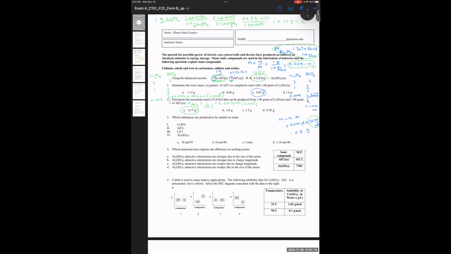All right, so let's dive into third question. Which substances are predicted to be water soluble? Very good. Okay, water solubility, the mantra is, let me have a different color. Okay, I'm going to switch to blue again, I think.